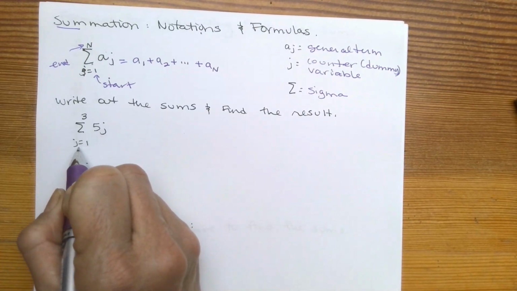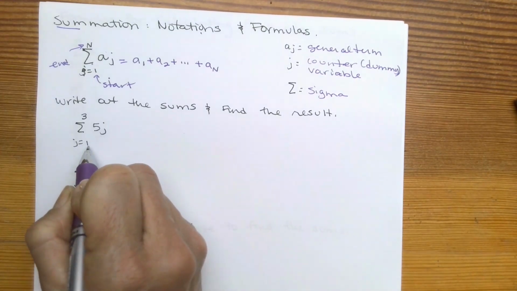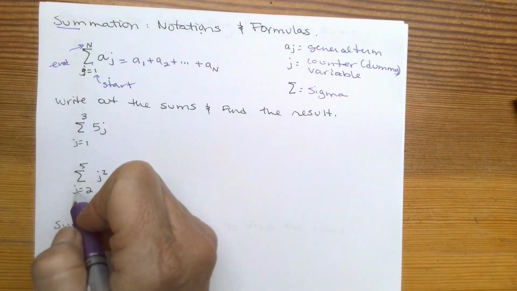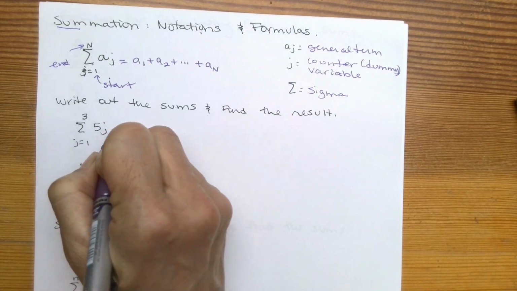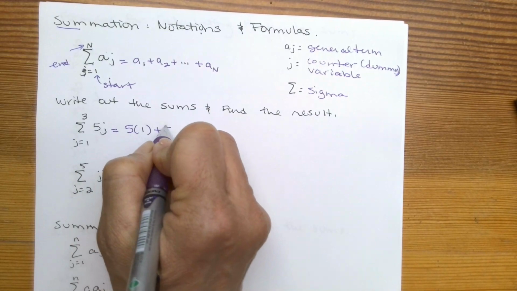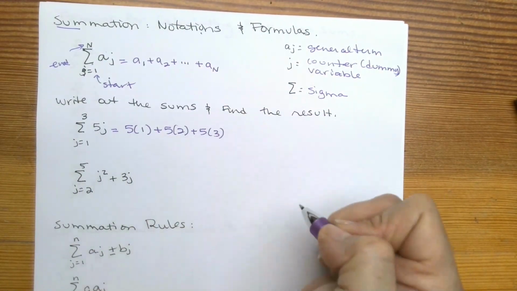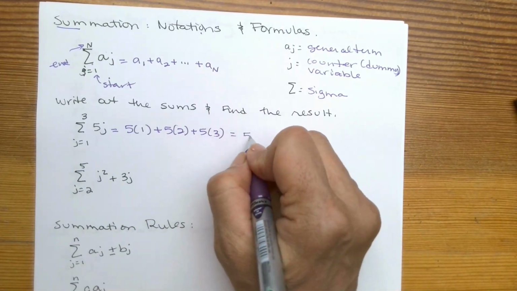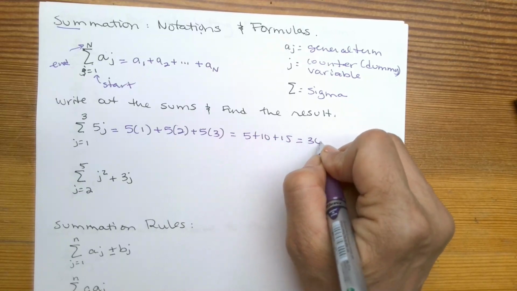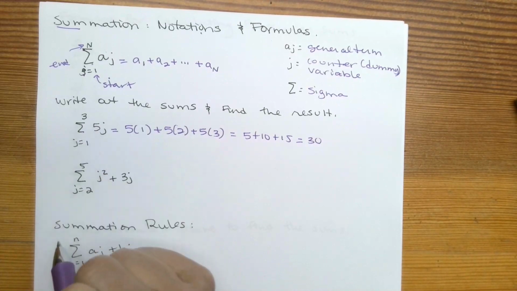So we're going to sum up from j equals 1 to 3, the terms 5j. So we just go through and let j be 1, 2, 3. J counts positive integers. So what this means is 5 times 1 plus 5 times 2 plus 5 times 3. So is that 5 plus 10 plus 15, 25, 30? Okay. So that's the sum of 5j as j goes from 1 to 3.